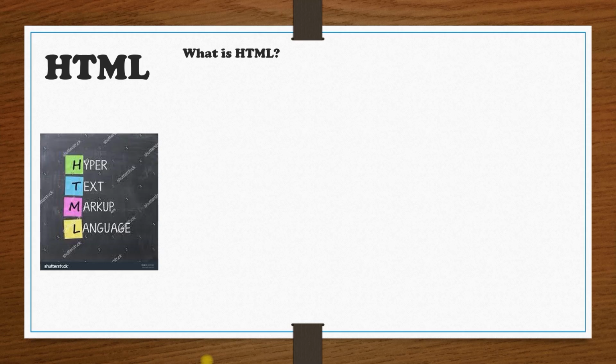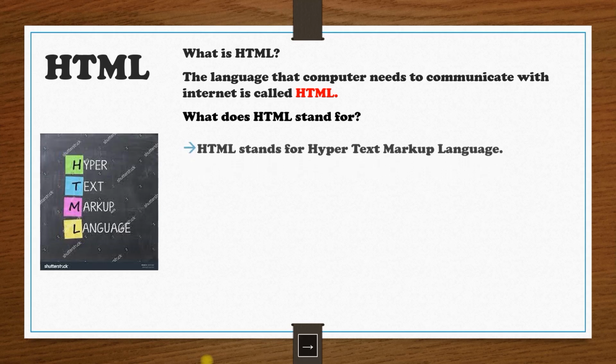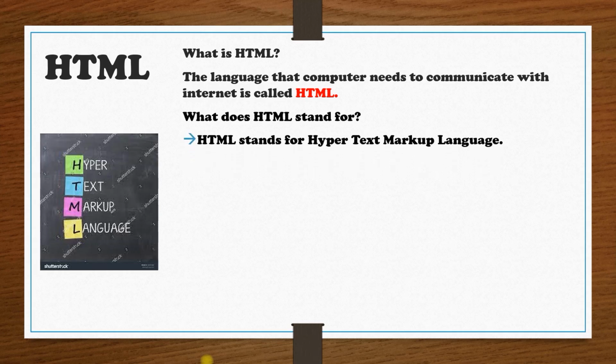So let's take a look at the definition of HTML. The language that a computer needs to communicate with the internet is called HTML. So here's a question: what does HTML stand for? HTML stands for Hypertext Markup Language. H stands for hyper, T stands for text, M stands for markup, and L stands for language.